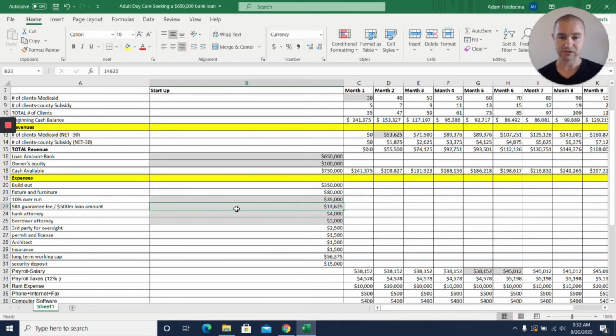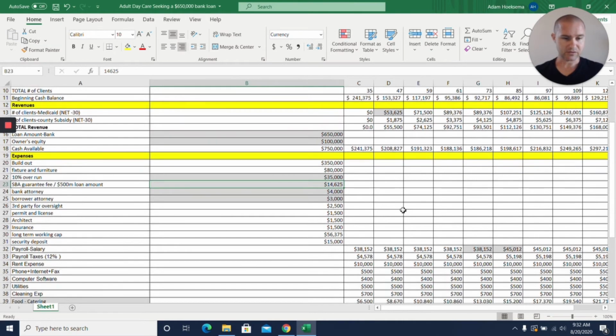It also includes an SBA fee and a bank attorney fee, which again, based on my lending experience, it's always good to see that in the projections because it means you've actually thought about the fact that, yeah, there will be a $15,000 SBA fee on a loan of this size. And so building that into the projections kind of shows that you're really thinking about this.